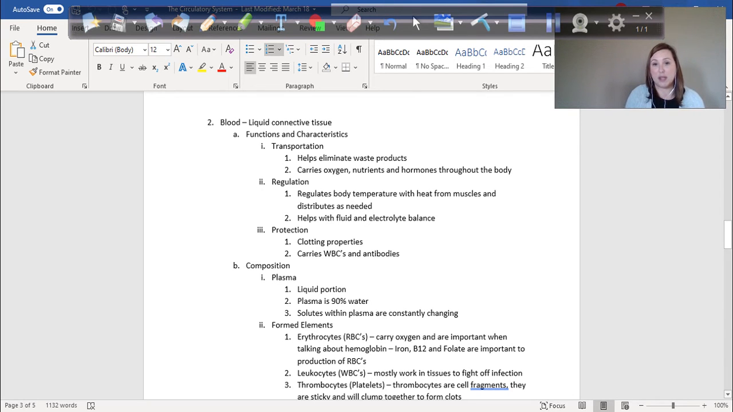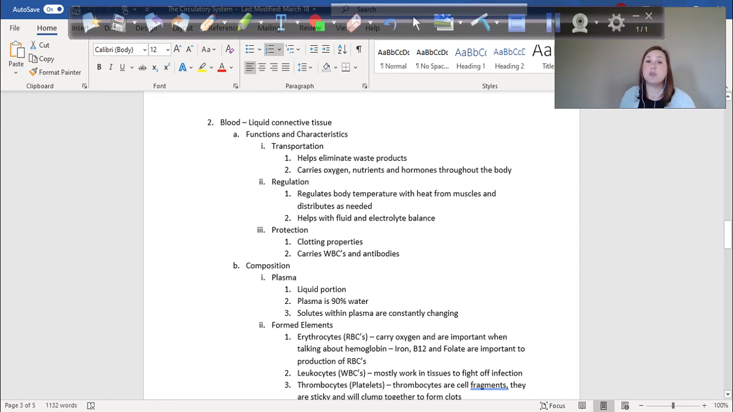It helps regulate our body temperature, so the heat from our muscles as they contract, it helps move that heat throughout the body where it's needed. And it also helps regulate our fluid and electrolyte balances to make sure there's enough fluid where it's needed in our vessels as compared to our body and our cells. And it helps make sure that those are all balanced, those fluids and electrolytes. When we talk about sodium and potassium, those are very important to the function of the heart. So it's important that those electrolytes are being balanced for our heart to function correctly.